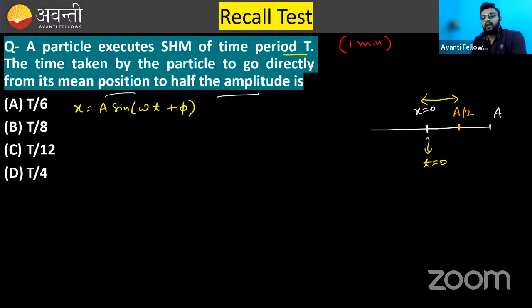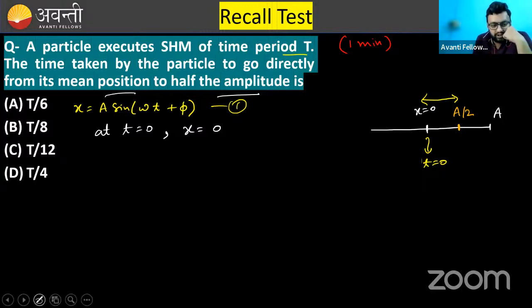So if I put these values in this equation, I will get phi. We will remember that result forever after that. So I am putting t equals to 0, the particle is at mean position. Is it true? I have considered time equals to 0 at mean position. So at t equals 0, x is also 0.